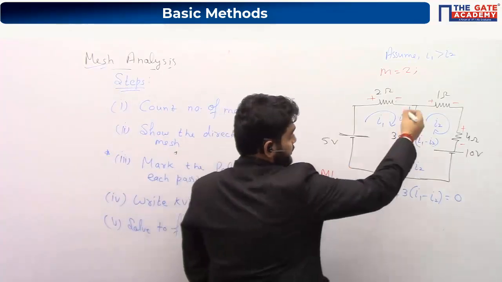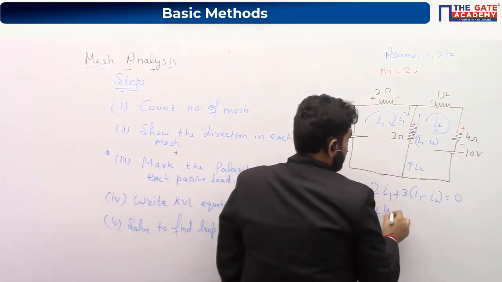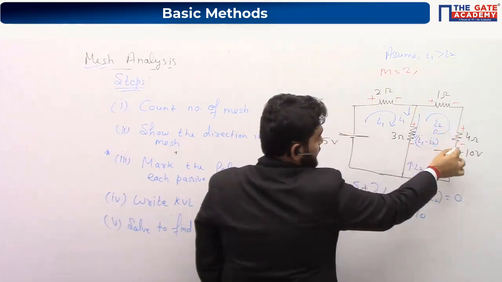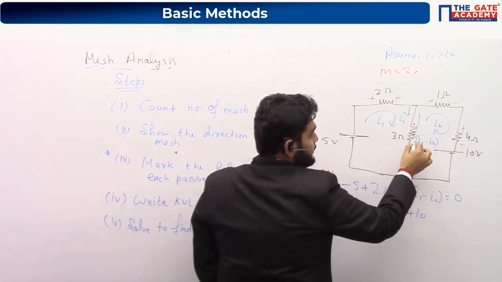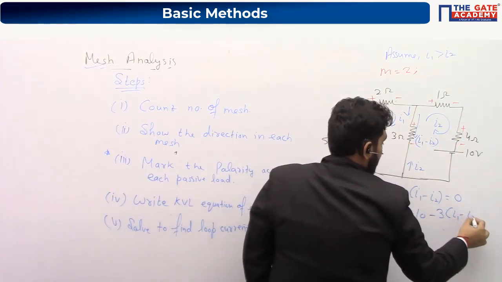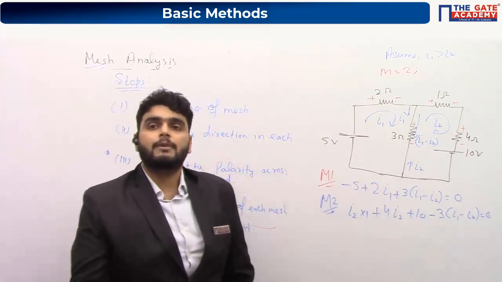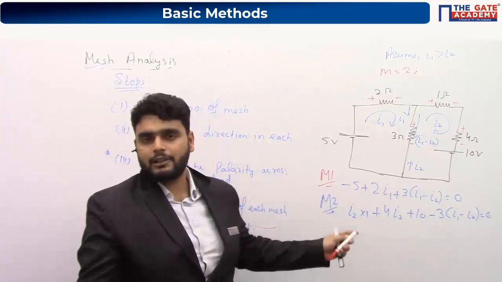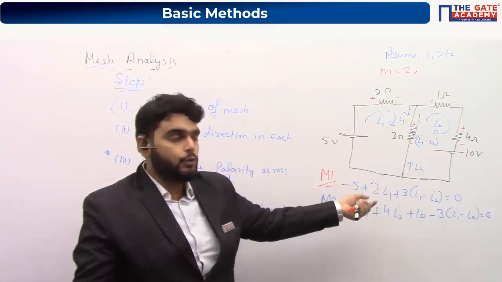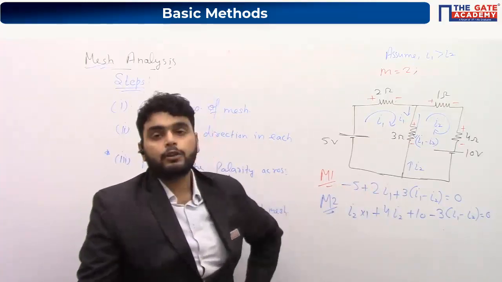For mesh 2, you can write I2 multiplied by 1 plus 4I2 plus 10. Now see, I am coming in this direction and I am seeing the minus sign here. That's why minus 3(I1 minus I2) equal to 0. So this is the KVL equation of the second mesh. Now the next step is to solve the equations. So we have two variables, so we require two equations and we can easily solve this. Right? Any doubt in this question?